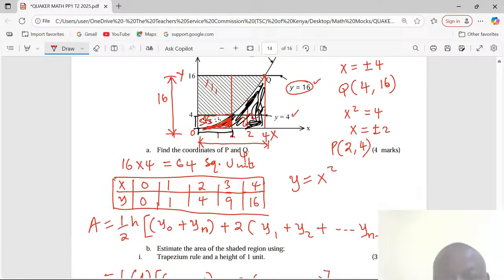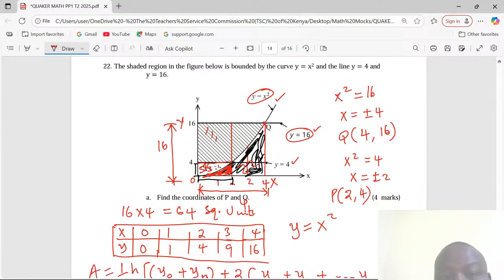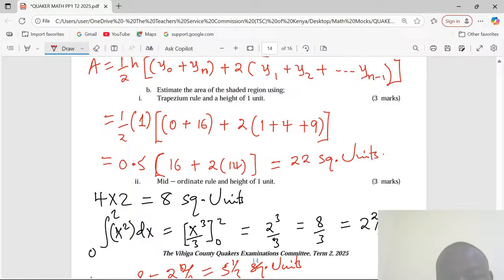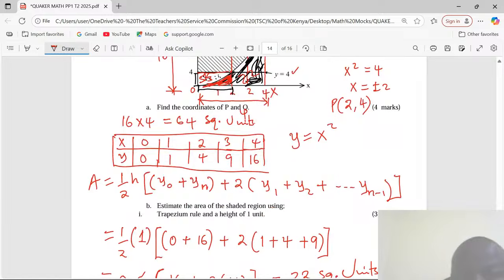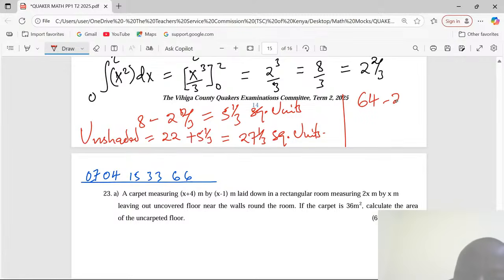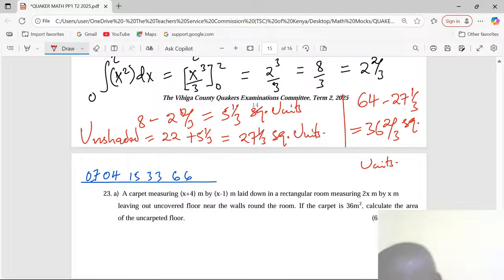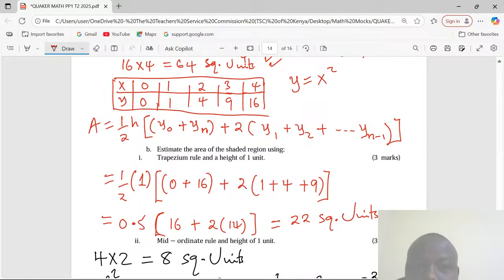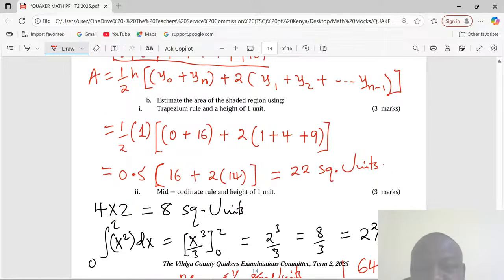If the unshaded is 27 and a third, and the whole of that shape we got 64, we just need to subtract now. 64 minus 27 and a third. This is 36 and 2 thirds square units. Yeah, 36 and a third square units. And that is according to the trapezium rule.